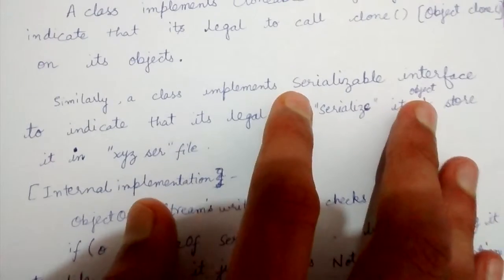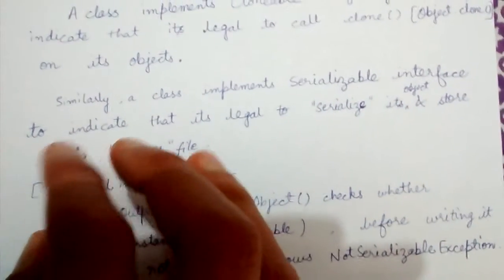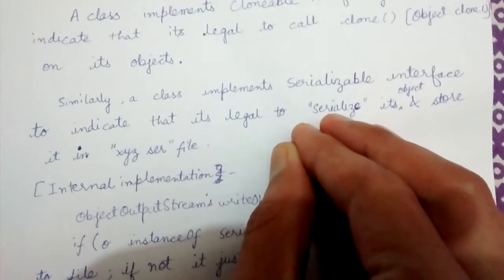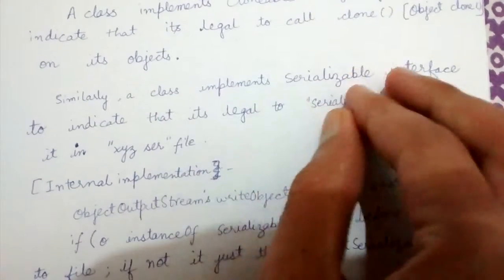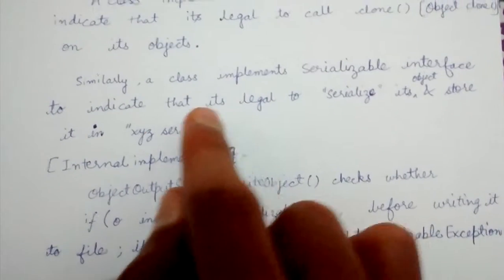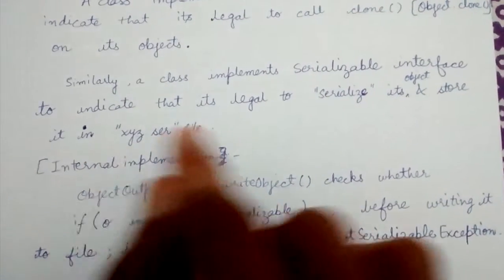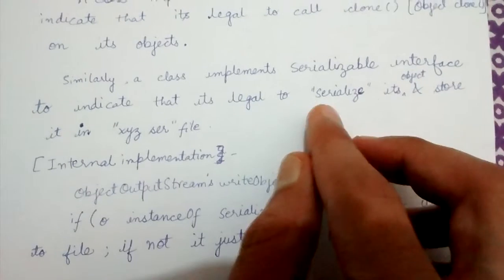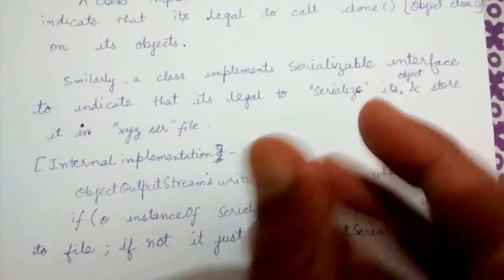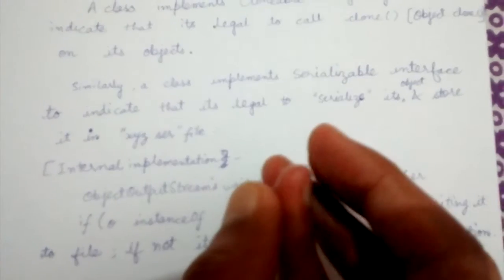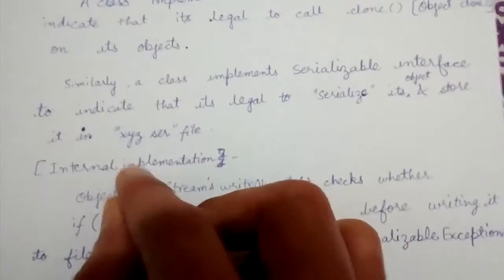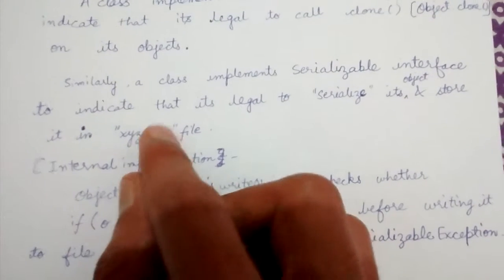Similarly for Serializable, for a class's objects to be serializable, the class must implement this Serializable interface. A class implements the Serializable interface to indicate that it's legal to serialize its objects. What does serializing the objects mean? Serializing means encoding those objects and storing them in an xyz.ser file.